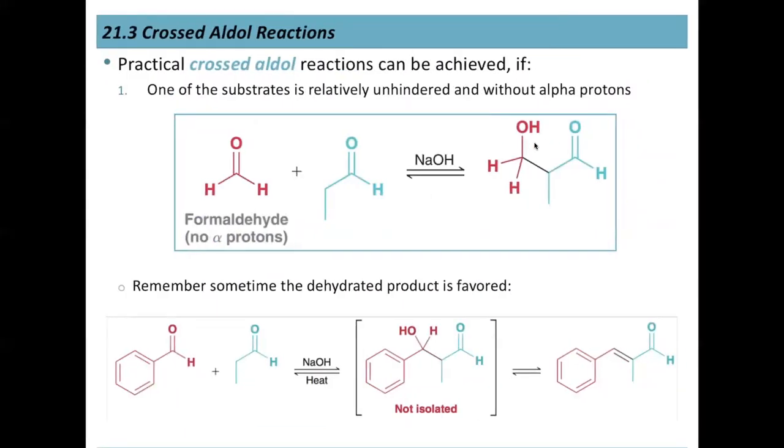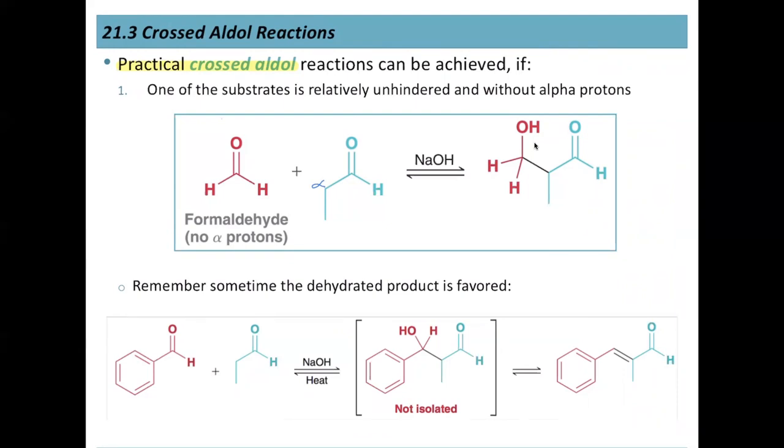So what we refer to as practical crossed aldol reactions are reactions that can actually be done. And there's a couple different tricks that we can play. One of the tricks is that we can react 2 different molecules, but only one of them has alpha protons. So in this case here, we've got propanal that has alpha protons and formaldehyde. So we can do a crossed aldol reaction here and get the aldol product, but we don't have to worry about self-condensation here.